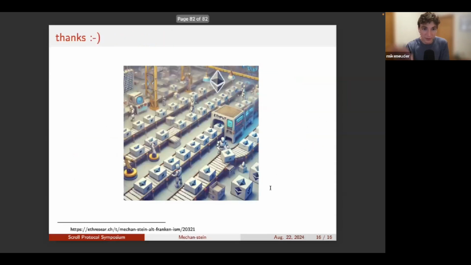So yeah, with that, I'll leave it here. Again, there's this ETH research post I published yesterday called Mechanstein, and there are lots of references to all the people who helped come up with these ideas. I'll give them one more shout out here, but thank you very much for your time.